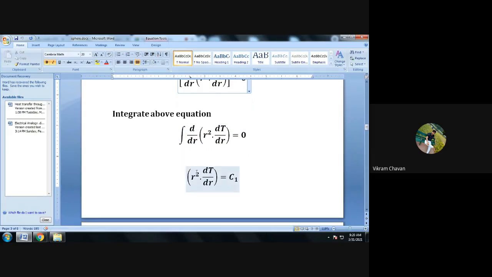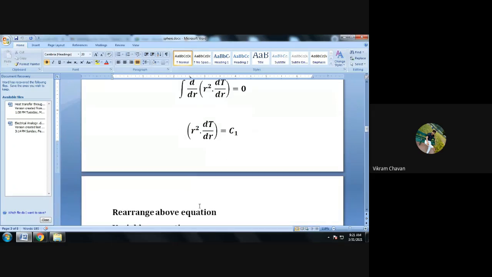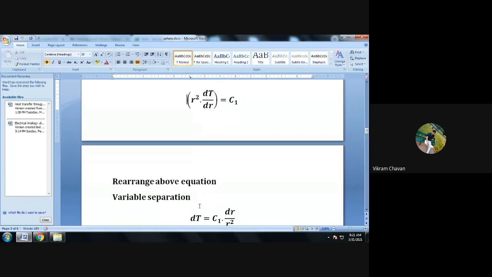So we'll get the equation as r square multiplied by dT/dr is equal to c1. Okay, so this is the first integration constant, that is c1. Further, we have to rearrange the term so that it will be easy for the integration. So rearrange the above equation, or we can say it will be a variable separation. Okay, so the variables are dT and dr.